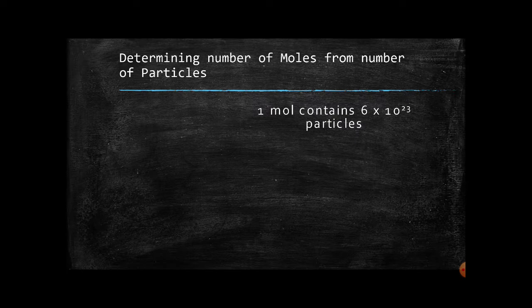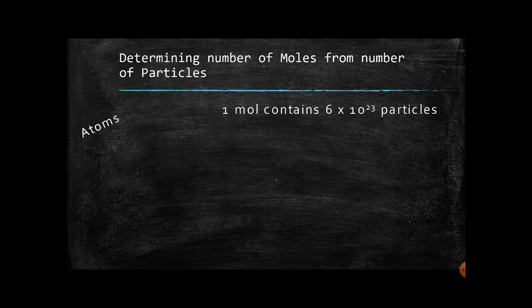And the first that we'll look at is how we can determine the number of moles if we know the number of particles present. From the definition of the mole, we know that 1 mole contains 6 times 10 to the 23 particles. Particles may mean atoms or molecules, so if we hear these terms, just remember that we're talking about the same statement that says 1 mole contains 6 times 10 to the 23 particles.